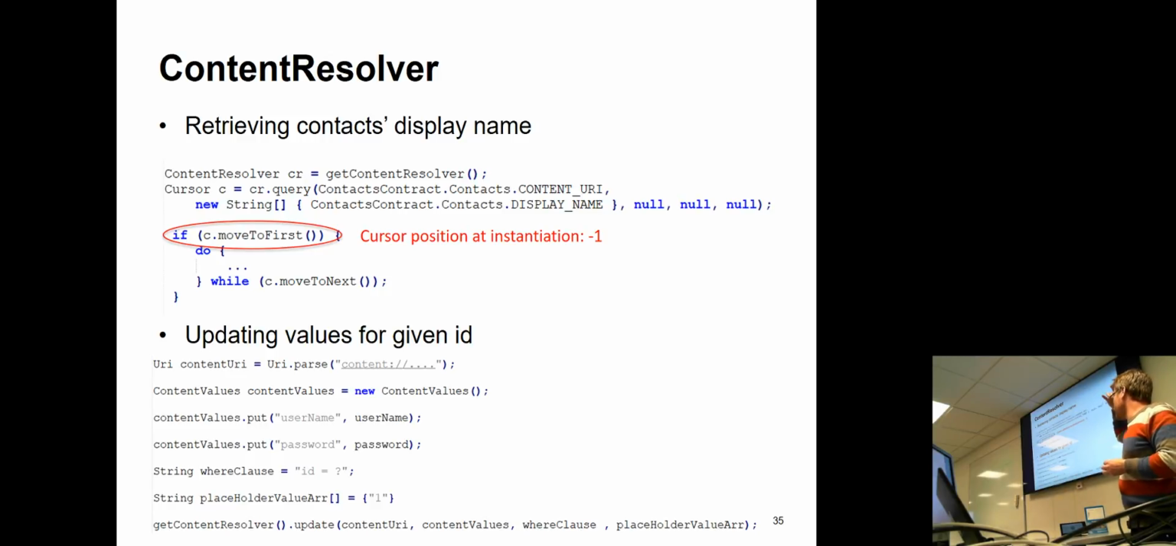If you want to update values, equivalently, you need to provide the unique identifier, the URI for the content provider, and then specify what you want to change, for example, the content values in this example, and have some sort of where clause. And then here again, that's the key thing, the last line, have a content resolver that updates the content.